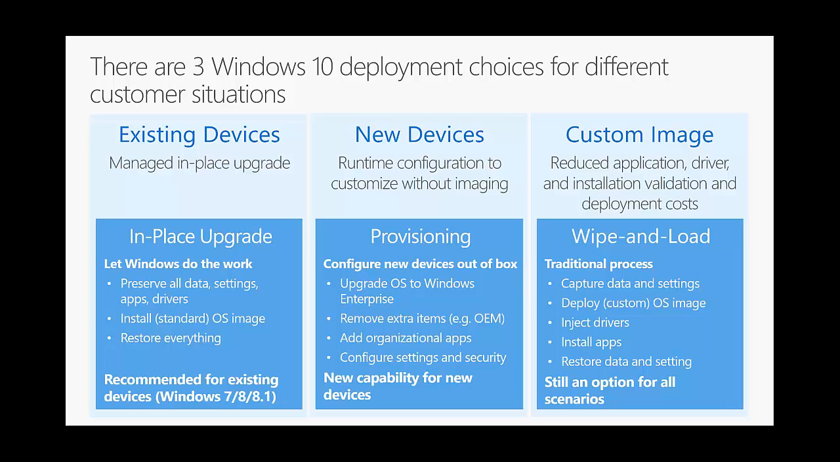And then you have custom image. That's when you're doing a wipe and reload. You're creating one standard image to use across your organization, which is done through what we call volume licensing.